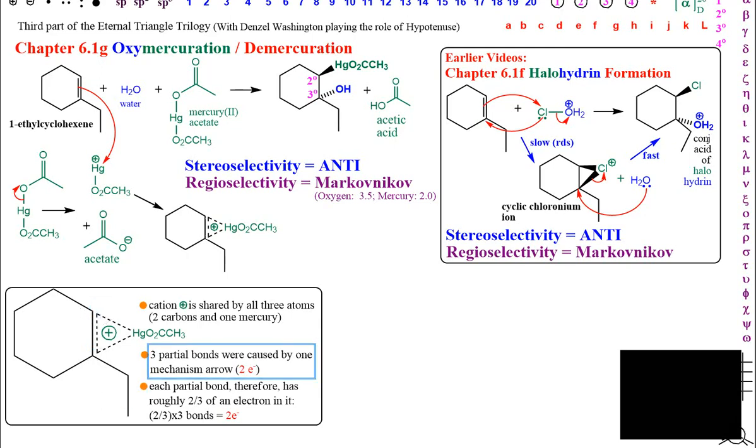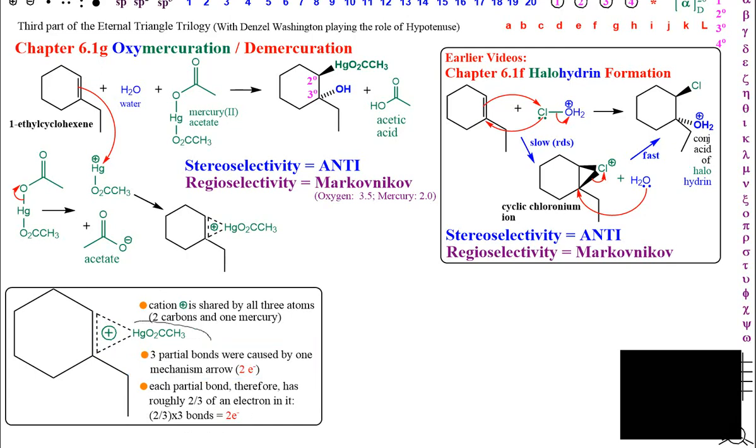The 3 partial bonds were caused by one mechanism arrow. That's this arrow right up here. One arrow has 2 electrons in it, so 2/3 of an electron, 2/3 of an electron, 2/3 of an electron. 2/3 times 3 gives 2 electrons. How can this be? Why does this happen with mercury and no other element?